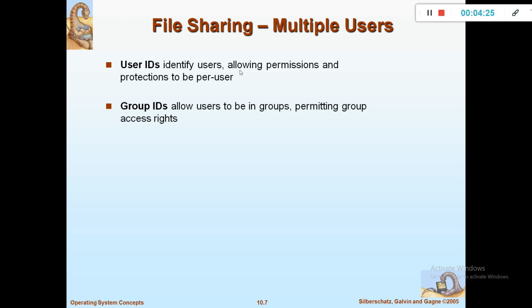Though how to apply the permissions on a file, we can use read, write and execute permissions, which we will see in the next part of the lecture. Another method we are using is group IDs, which allow the user to be in a group and permit group access rights. You can share the files with individual users, or you can share your files within a group of users.